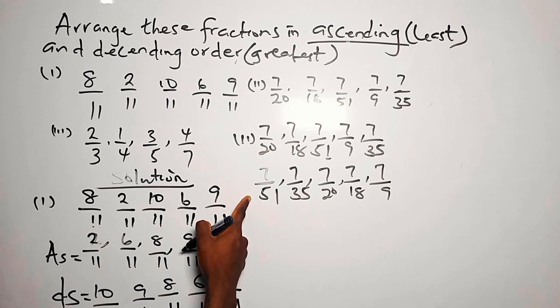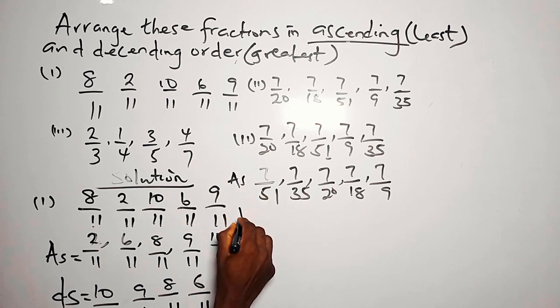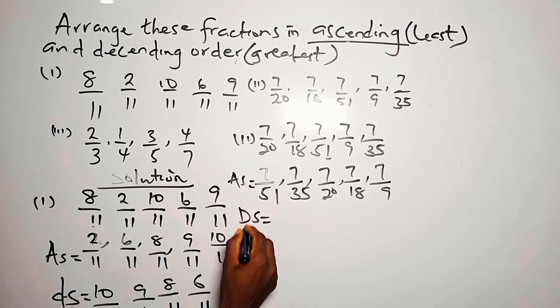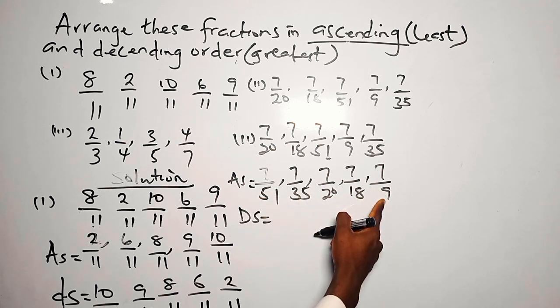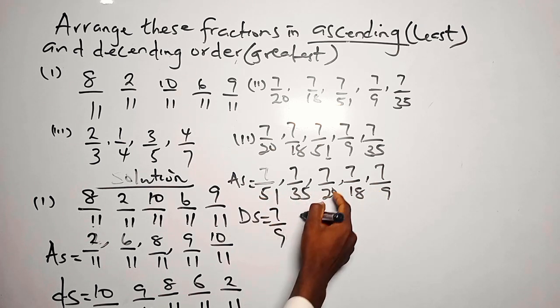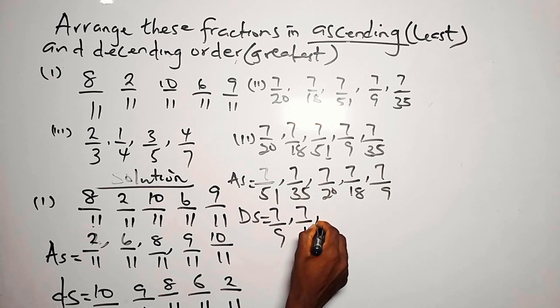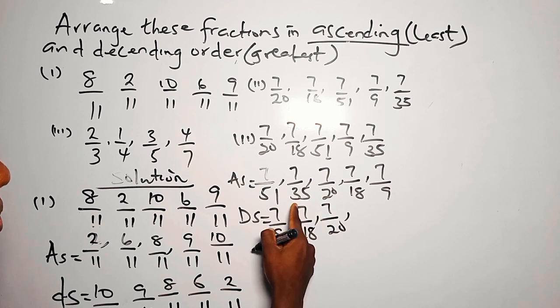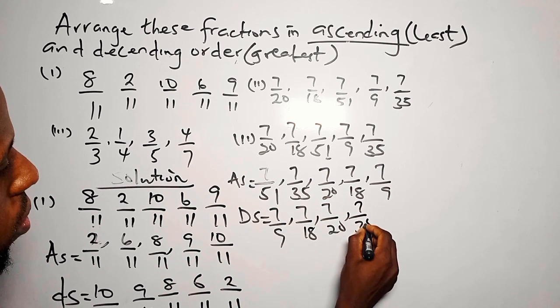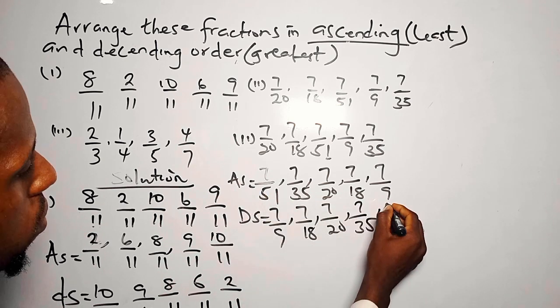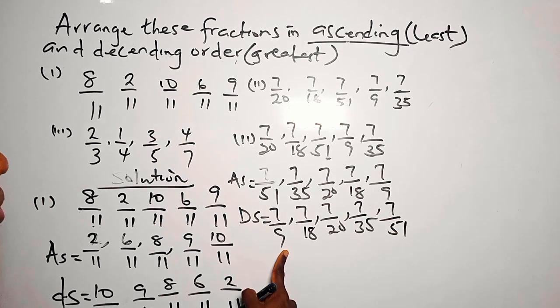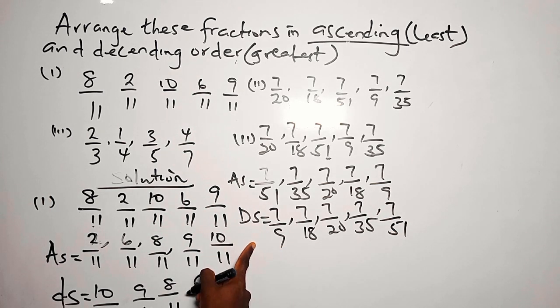If I'm putting these numbers in descending order, I'll just look for the reverse. So I have 7 over 9, 7 over 18, 7 over 20, 7 over 35, and 7 over 51 in descending order.